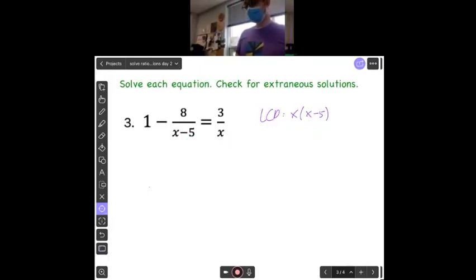And you may be tempted to distribute here. That actually makes the problem harder. So leaving this factored is the easiest way to deal with this. Any questions about why that's the LCD? You really have to train your eyes not to see the x and the x minus 5 as being commonality. They are actually different. I remember struggling with that when I was in y'all's seats.